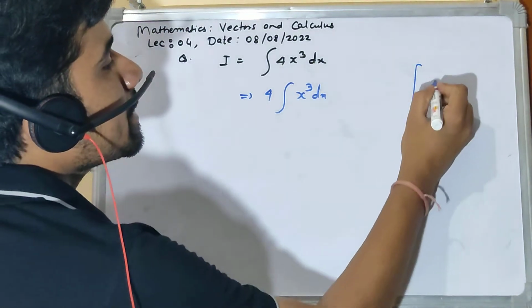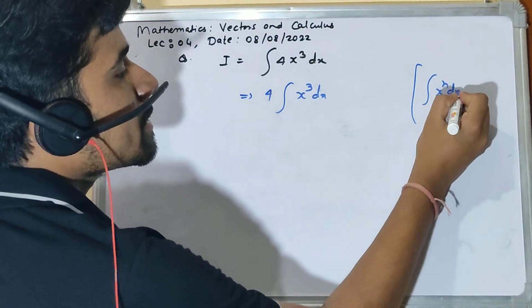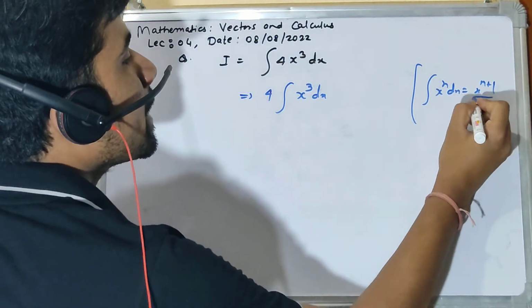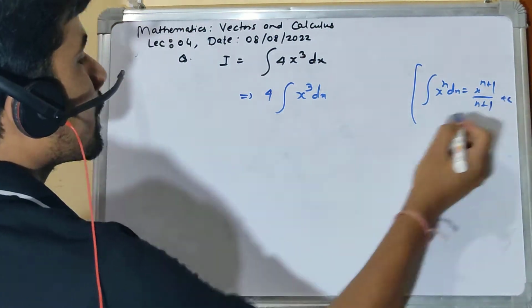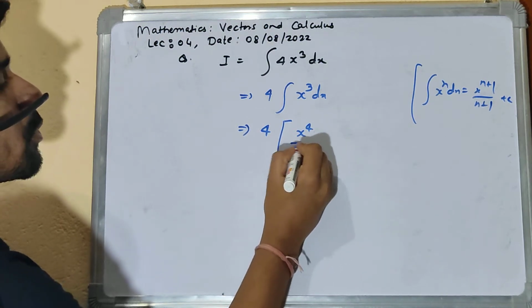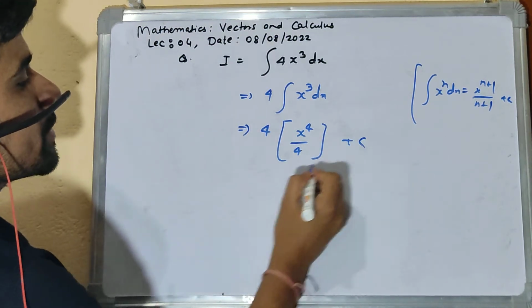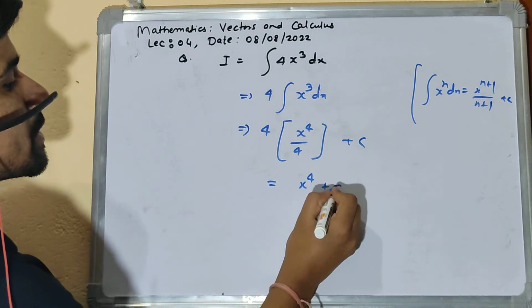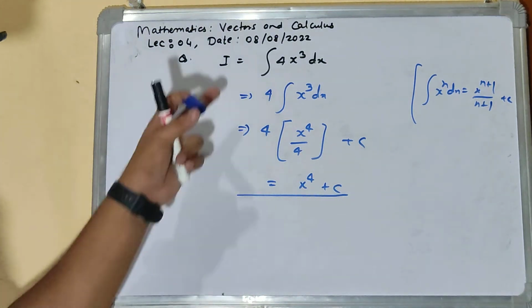And we have discussed that the integration of x to the power n dx is nothing but x to the power n plus 1 by n plus 1, plus c. So the integration of 4x cube will be 4x to the power 4 by 4 plus c, which is basically x to the power 4 plus c. So this is the integration of 4x cube.